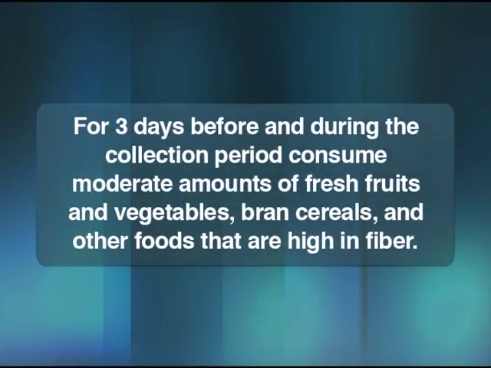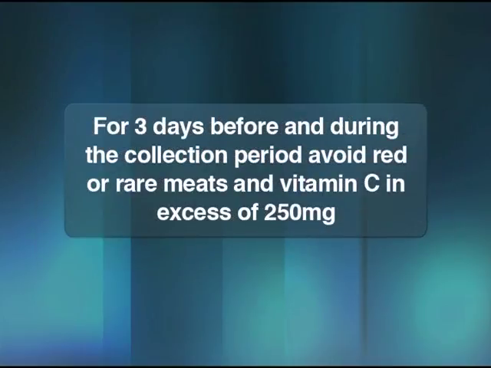Instruct the patient in the diet and medication modifications for the Hemoccult test. For 3 days before and during the stool collection period, instruct the patient to eat moderate amounts of fresh fruits and vegetables, bran cereals, and other foods that are high in fiber to promote bowel elimination and encourage bleeding from lesions that only bleed occasionally. Also tell the patient during this time period to avoid red or rare meats and vitamin C in excess of 250 milligrams from supplements and citrus fruits and juices.